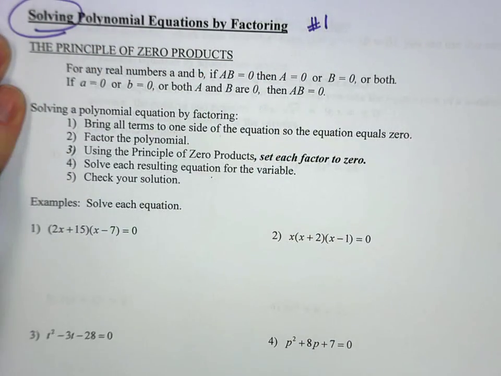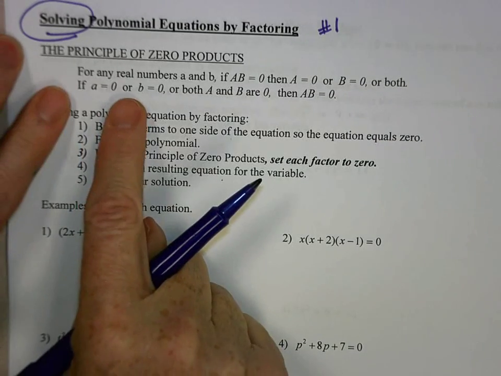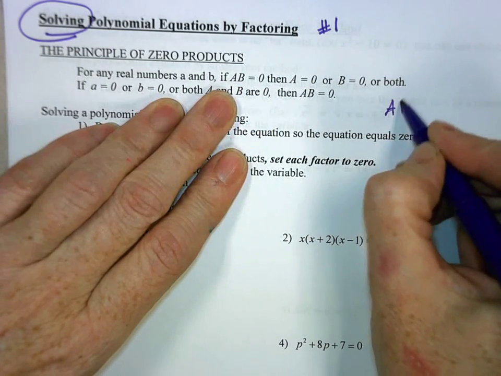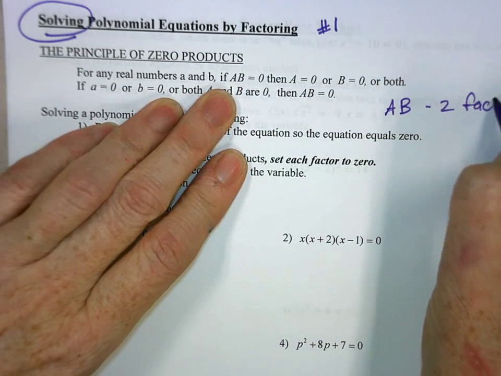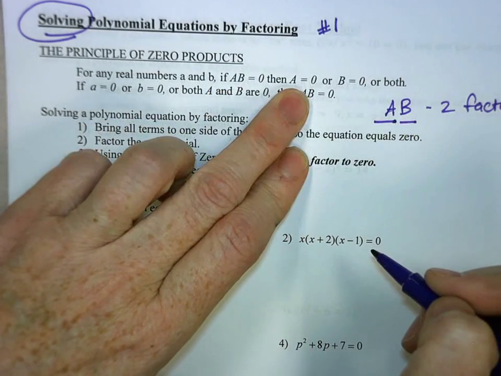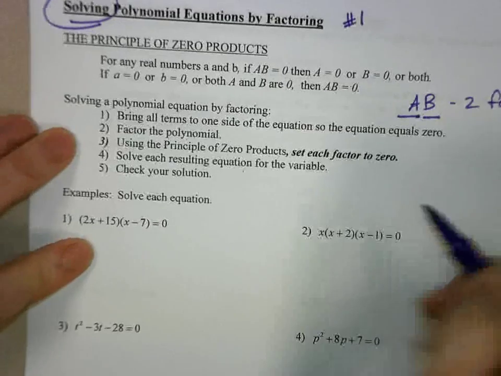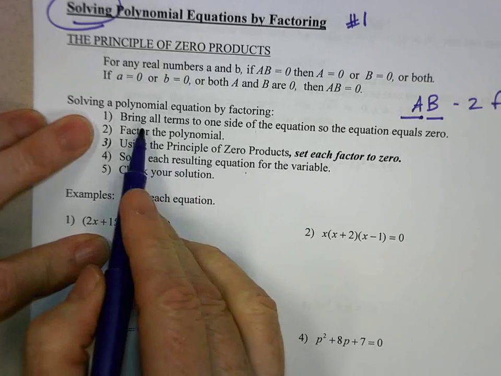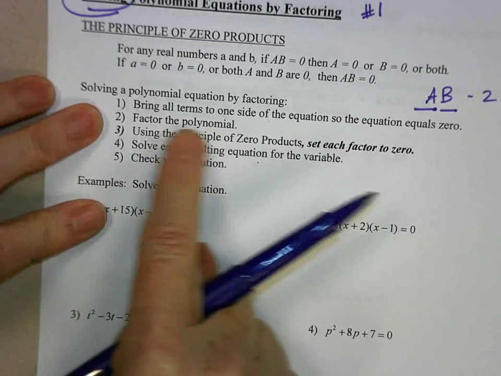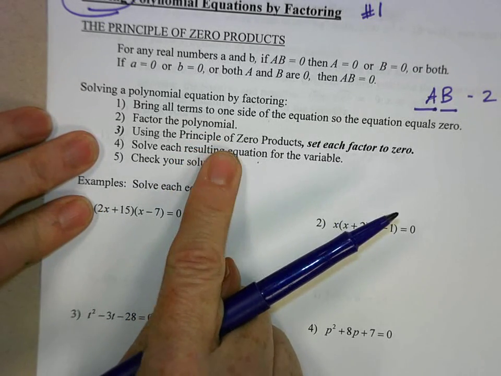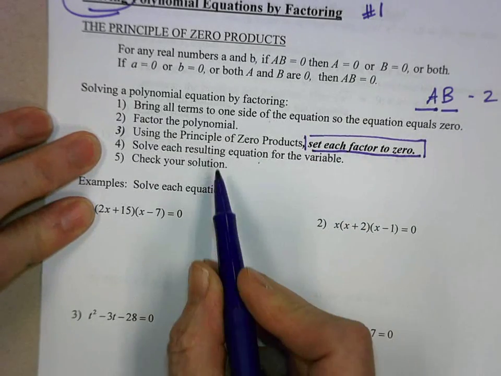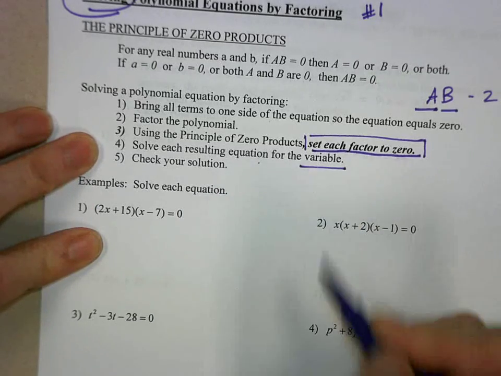Okay, solving. We're going to learn 3 methods. This is number 1. We're going to use the principle of zero products. If a times b equals 0, which means if I have 2 factors, so a and b are going to be our 2 factors, if the multiplication of those equals 0, then either a equals 0 or b equals 0. So what we do when we solve by factoring is bring all terms to one side, like in this case, we'd make sure everything was on the left, factor the polynomial, use the principle of zero products, set each factor to 0, solve each resulting equation for the variable.